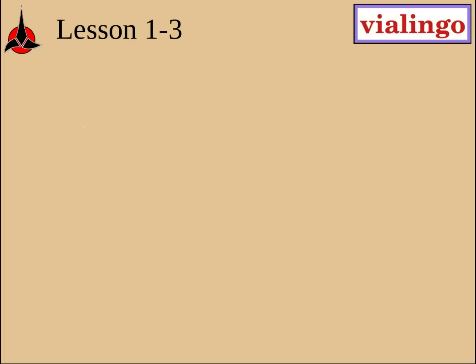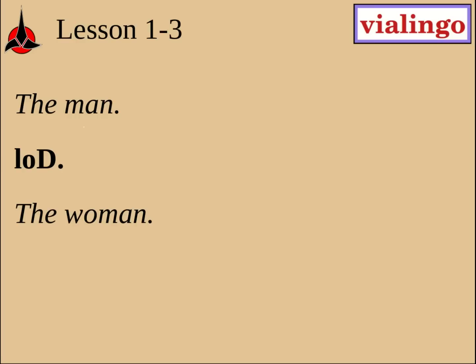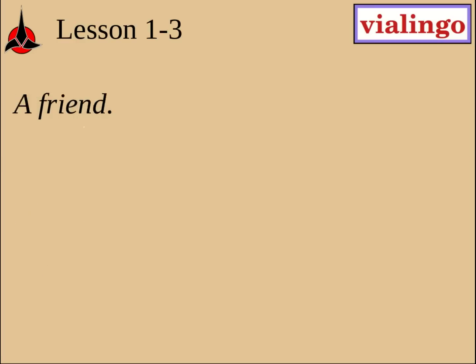In Klingon, there are no words for the, a, or an. So tlhutlh can mean man, the man, or a man. How do you say the man? tlhutlh. The woman. Beh. A friend. droop. An enemy, jagh.